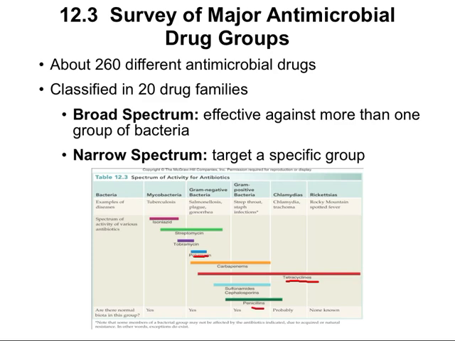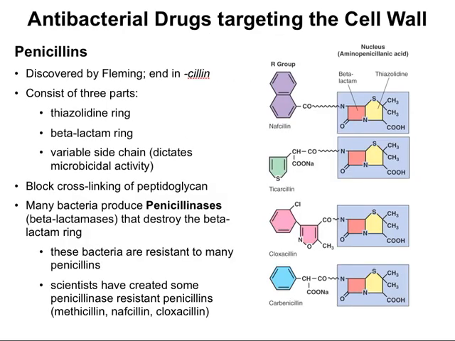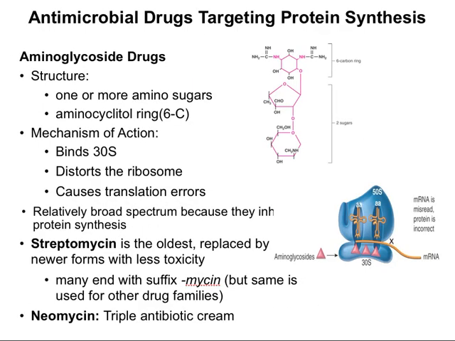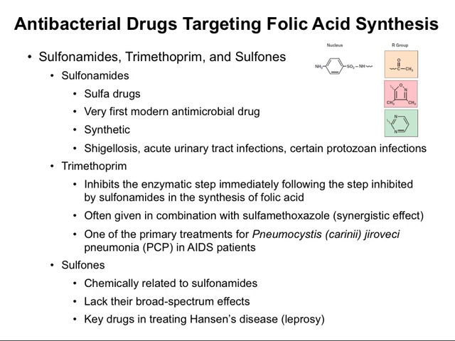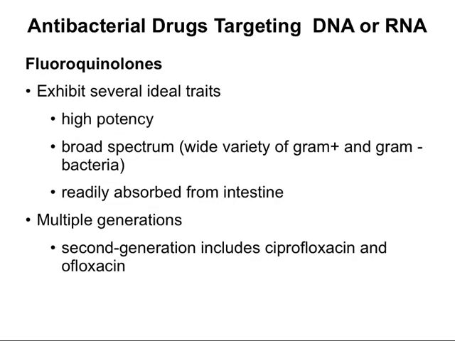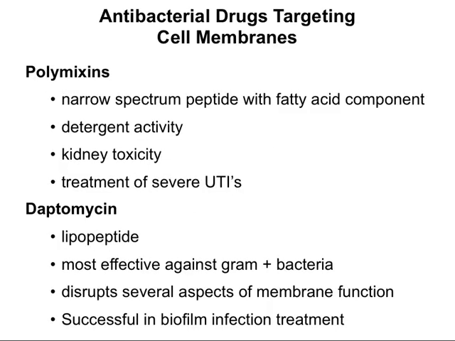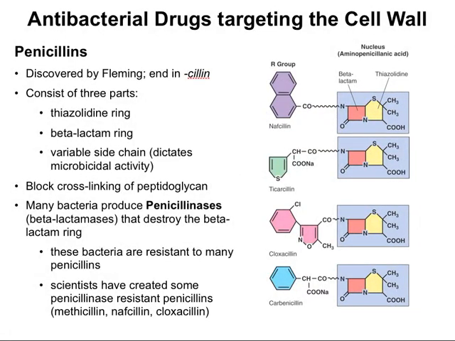In the rest of this section, we'll explore categories of antibiotics that are based on the 5 major mechanisms that they attack. You probably recall from the previous section that antibacterial drugs target the cell wall, they target protein synthesis, they target folic acid synthesis, they target DNA or RNA, and then finally they could target cell membranes. Let's begin with those that target the cell wall.